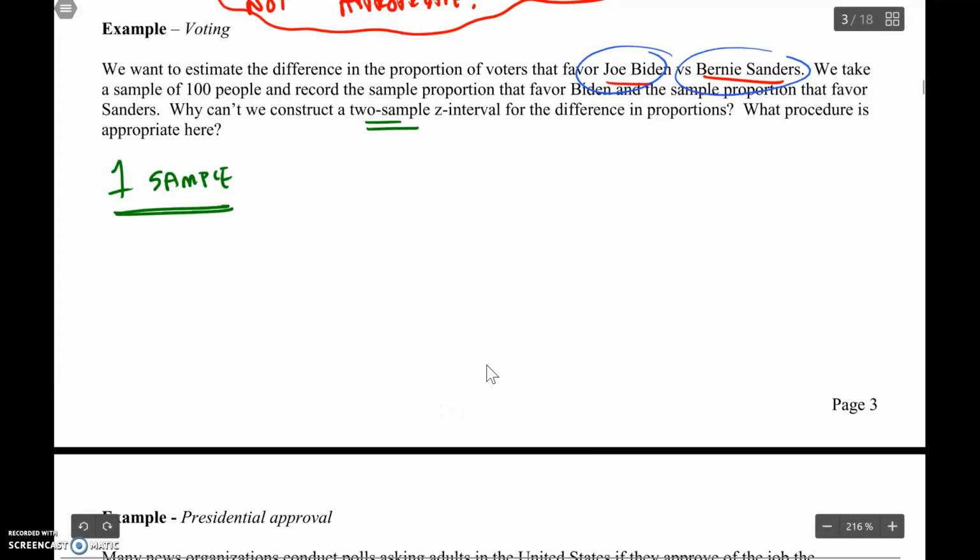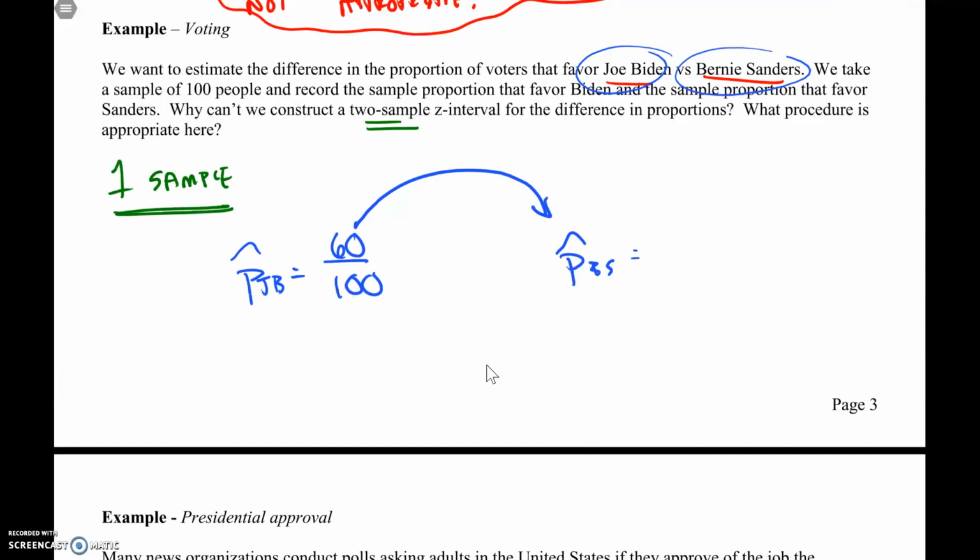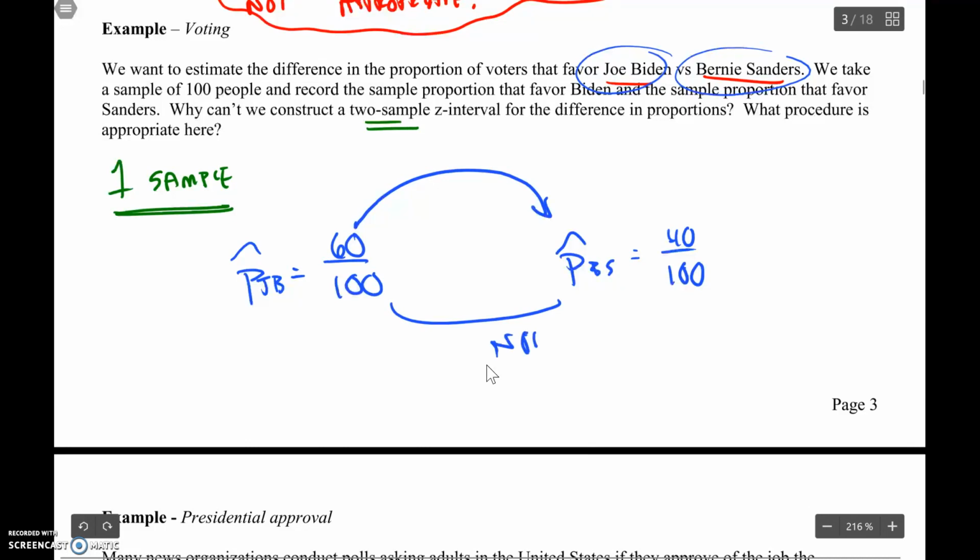But let's just say the sample proportion that favored Biden is, out of 100 people, 60 people out of 100. Once you know that, you know the sample proportion that favor Bernie Sanders. If 60 out of 100 favor Joe Biden, then the rest of them favor Sanders, right? Assuming those are the only two options. These are not independent. These are dependent proportions, so you really shouldn't use this.